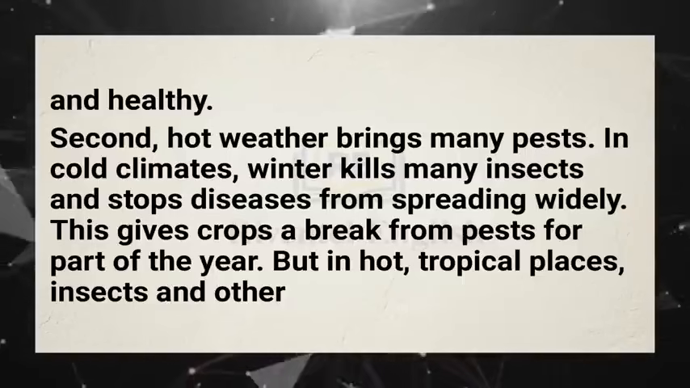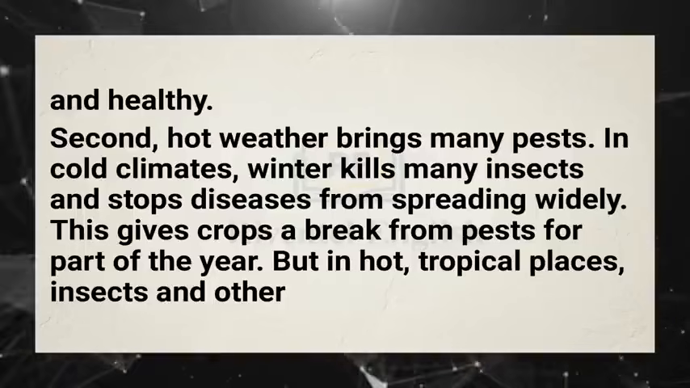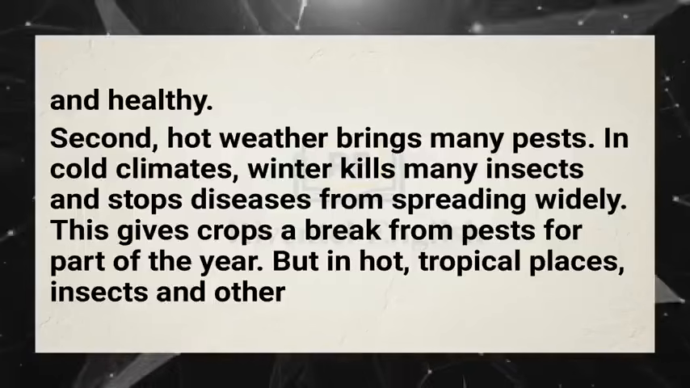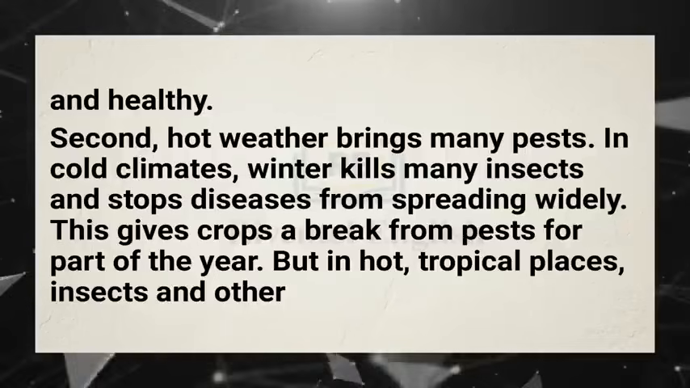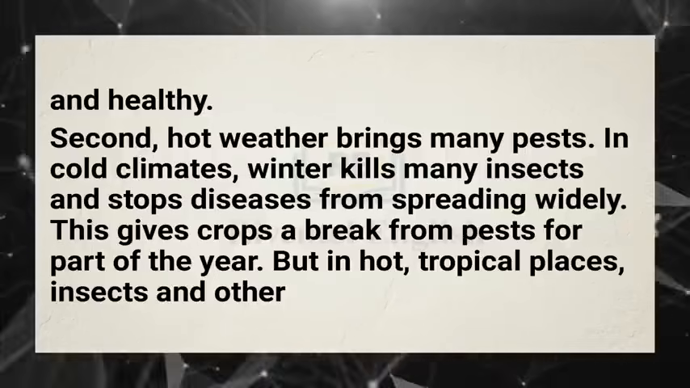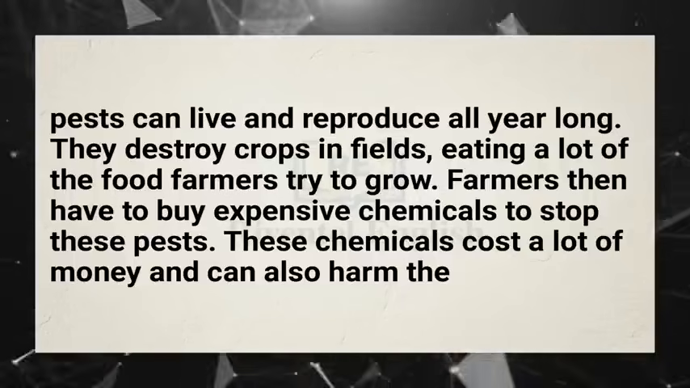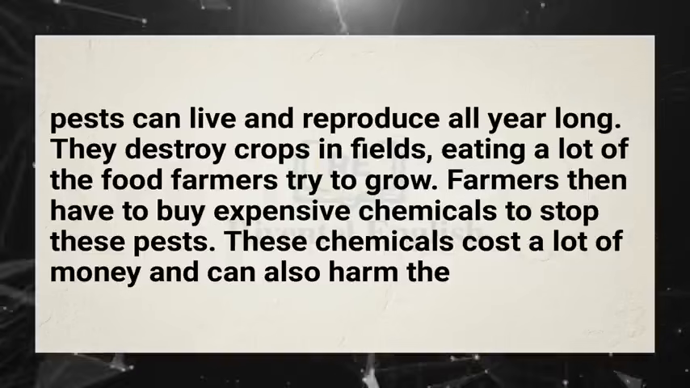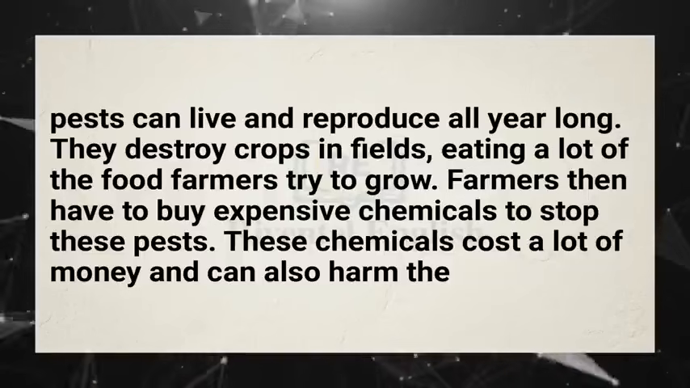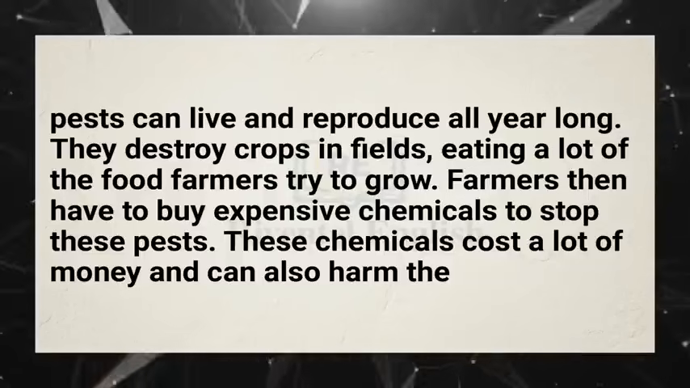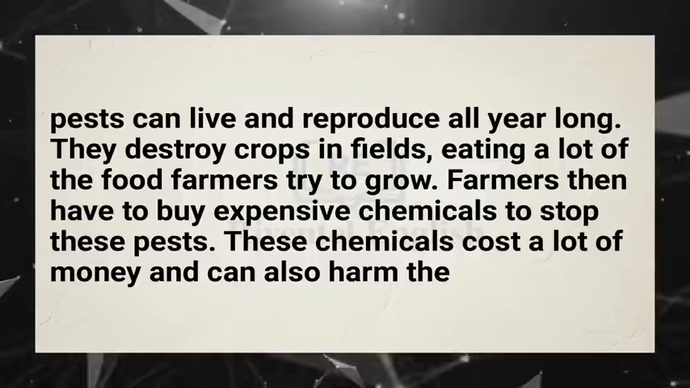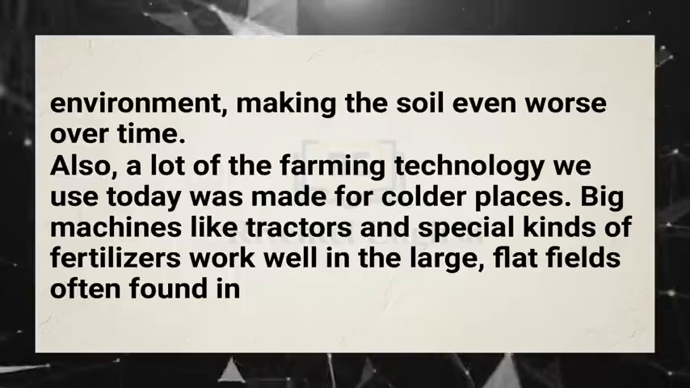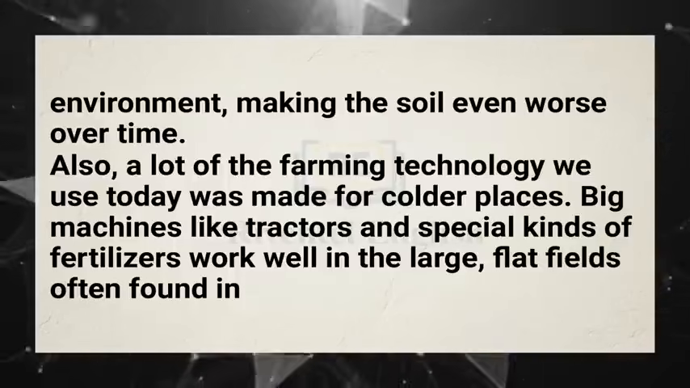Second, hot weather brings many pests. In cold climates, winter kills many insects and stops diseases from spreading widely. This gives crops a break from pests for part of the year. But in hot, tropical places, insects and other pests can live and reproduce all year long. They destroy crops in fields, eating a lot of the food farmers try to grow. Farmers then have to buy expensive chemicals to stop these pests. These chemicals cost a lot of money and can also harm the environment, making the soil even worse over time.